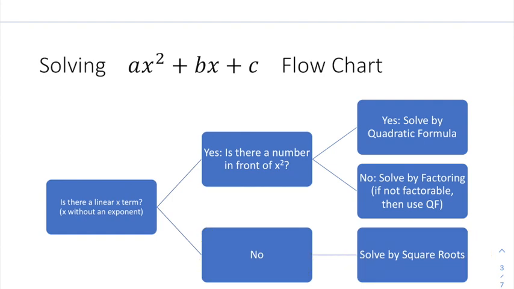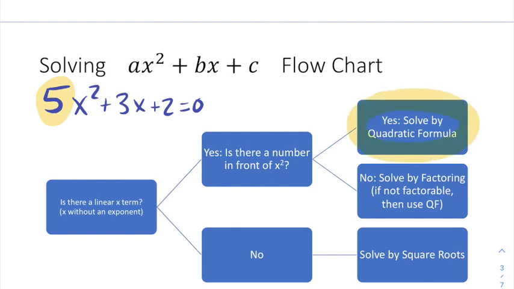If there is an x term, the next question to ask yourself is there a number in front of the x squared? In a problem like 5x squared plus 3x plus 2 equals 0, there is a coefficient in front of x squared, so the answer would be yes. In that case, we're going to solve by the quadratic formula. If there's not a number in front of x squared, which means that there's a 1 there, then we're going to try to solve by factoring. We've been pretty nice to you throughout this unit, where most problems where the leading coefficient is 1, we've made them factorable. But if you were to try to factor and it didn't work out, you couldn't find any two numbers that worked, then you could always still use the quadratic formula.